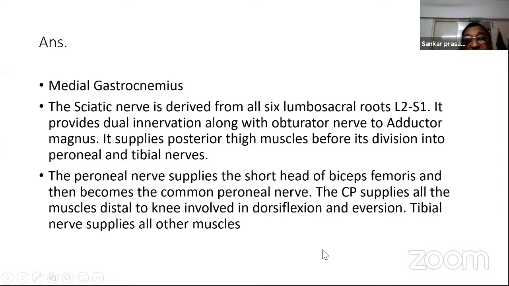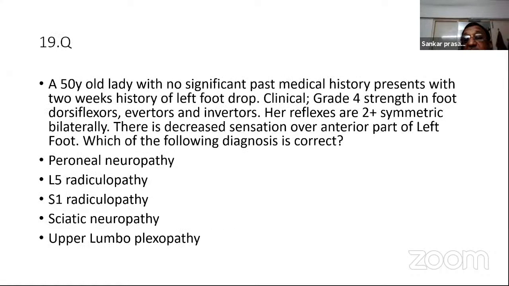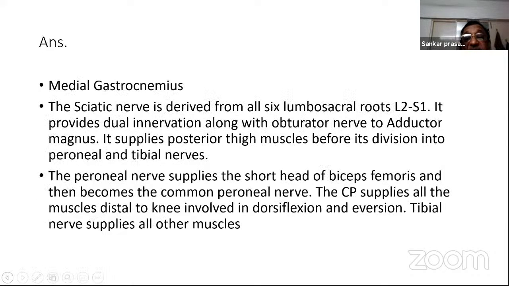The sciatic nerve is derived from all six lumbosacral roots, L2 to S1. It provides dual innervation along with the obturator nerve to the adductor magnus. It supplies the posterior thigh muscles before its division into peroneal and tibial divisions. The peroneal nerve supplies the short head of the biceps femoris, then becomes the common peroneal nerve. The common peroneal supplies all the muscles distal to the knee involved in dorsiflexion and eversion. The tibial nerve supplies all other muscles.